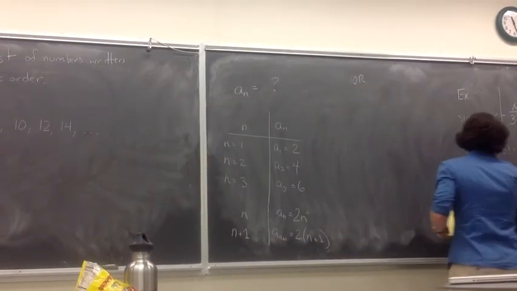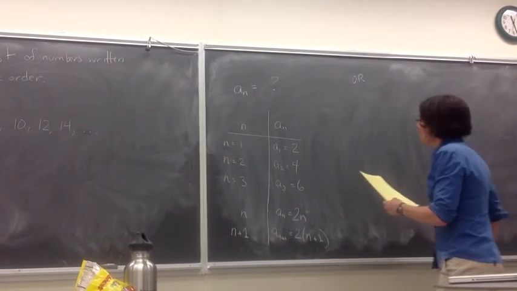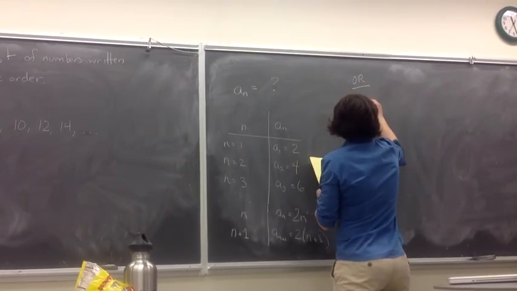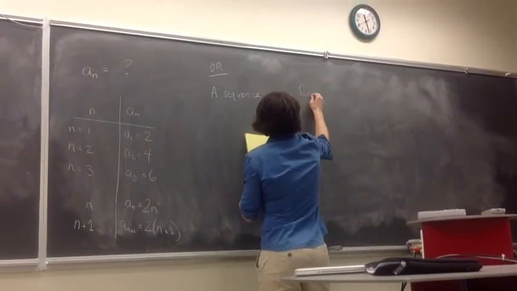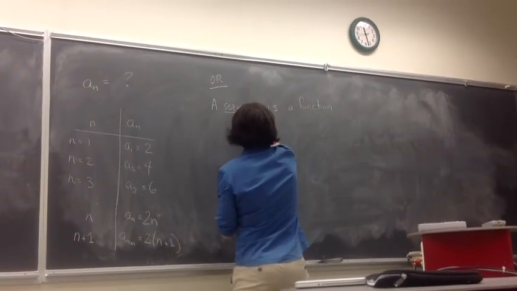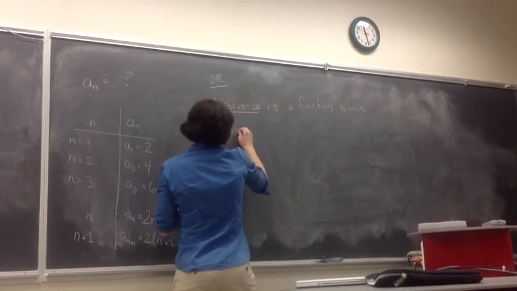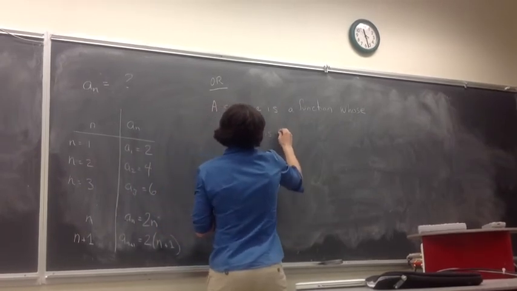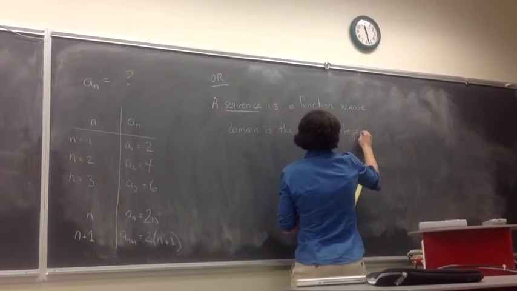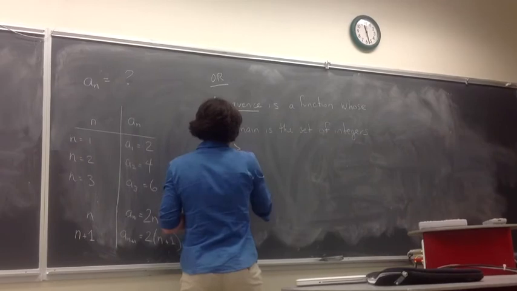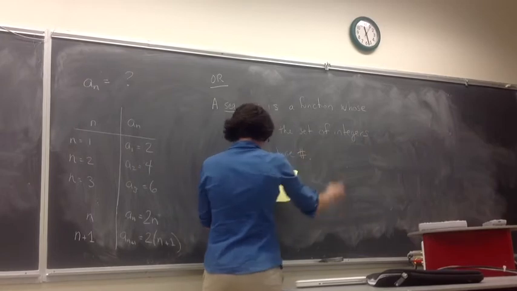And so really I can think of, instead of saying that a sequence is a list of numbers in a specific order, another way to write this is to say a sequence is a function whose domain is the set of integers greater than or equal to some base number.